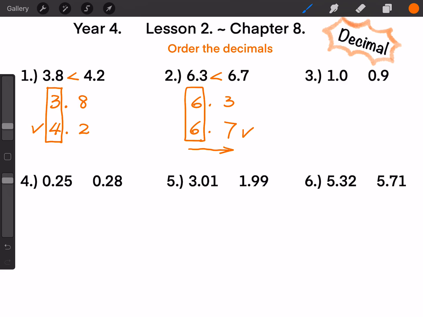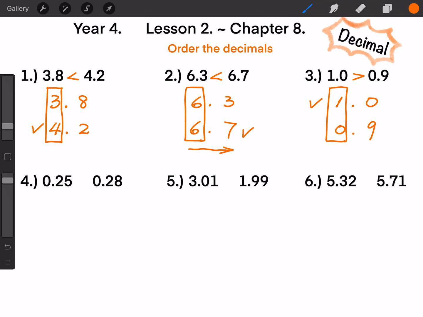Group 3, 1.0 and 0.9. Again, we start from the most left position, the one-digit position, because 1 is bigger than 0. So 1.0 is bigger than 0.9.